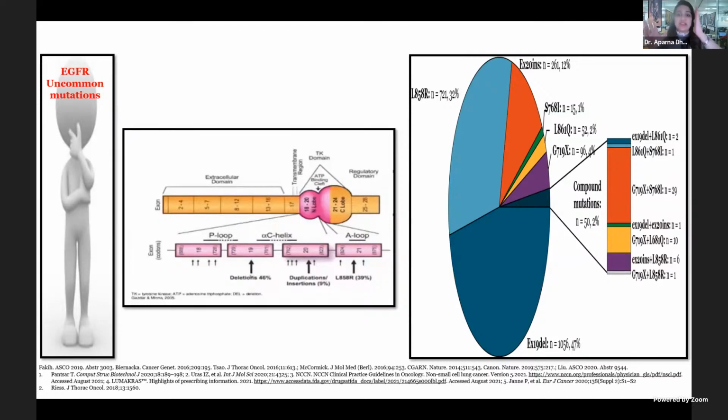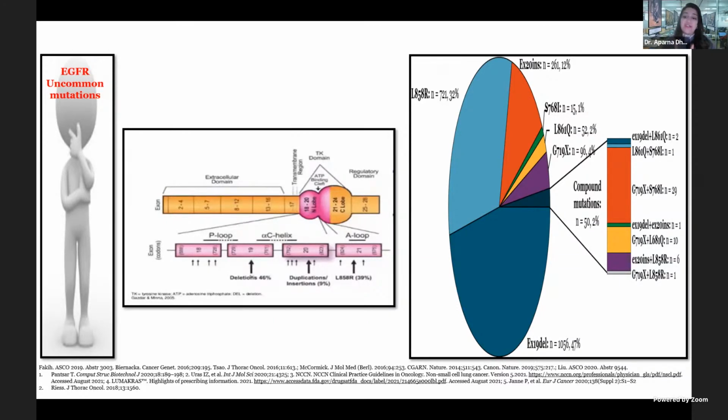The codon regions are 688 to 728, and your G719 obviously falls in here. It's around 2 to 4%. Now, interestingly, what we see in this particular domain is that you see alanine, serine, and cysteine, or even aspartic acid in this position of these glycine residues. That's what makes it responsive to your TKIs like afatinib.